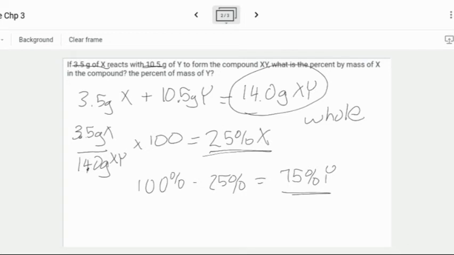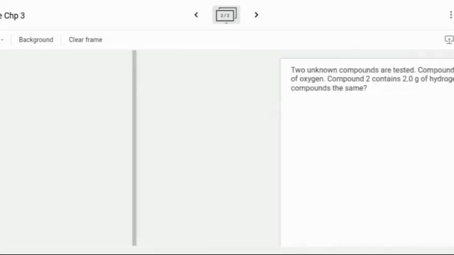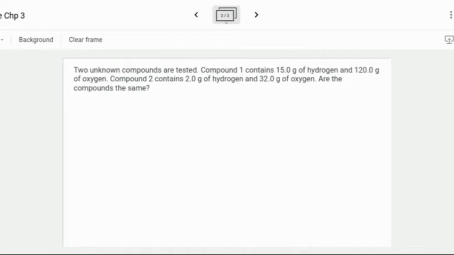Okay, our last one is a little bit more challenging. Two unknown compounds are tested. Compound 1 contains 15 grams of hydrogen and 120 grams of oxygen. Compound 2 contains 2 grams of hydrogen to 32 grams of oxygen. Are the compounds the same?